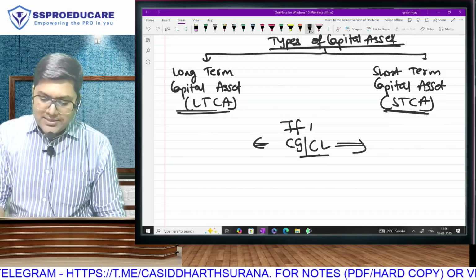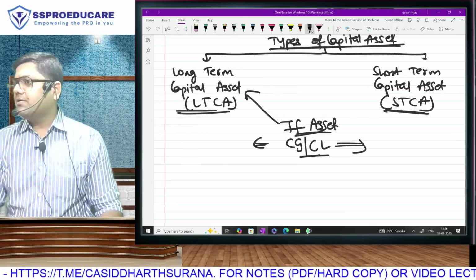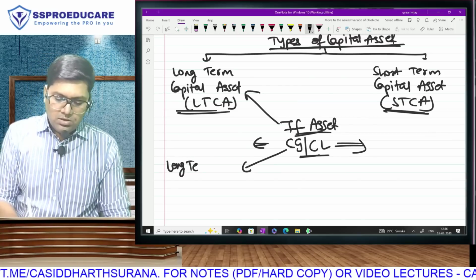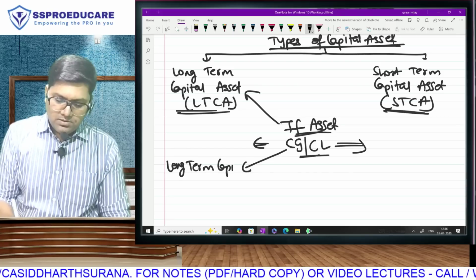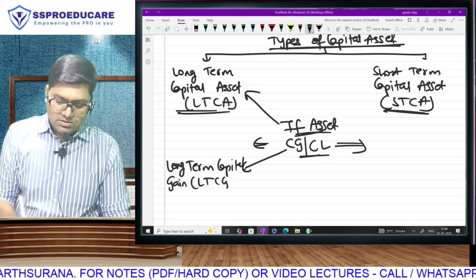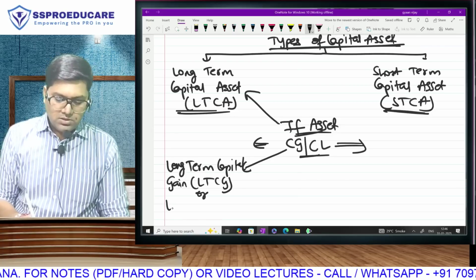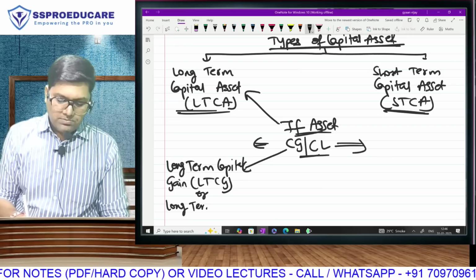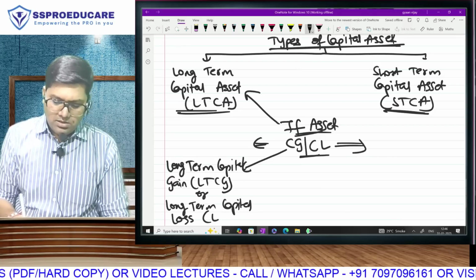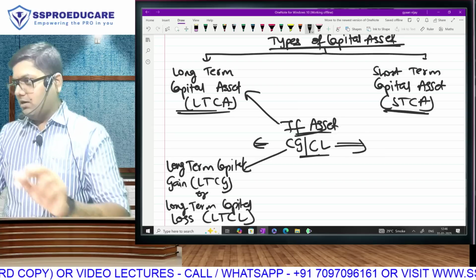If your asset is long-term capital asset, then your capital gain will be called long term capital gain, that is LUTSUG. And of course, instead of gain, it can also be a loss. So it can be long term capital loss, that is LUTKAL. So Latka can have LUTSUG or LUTKAL.